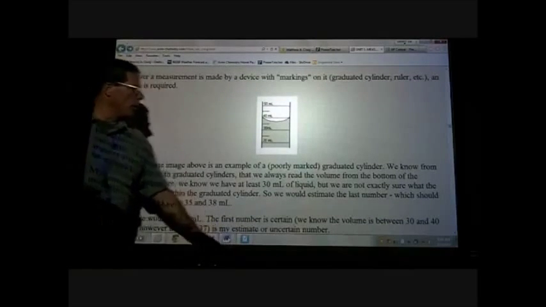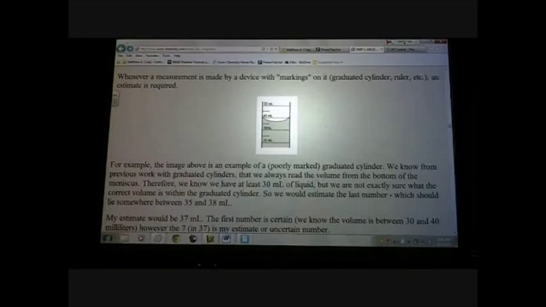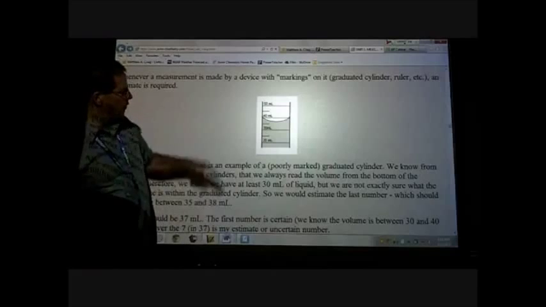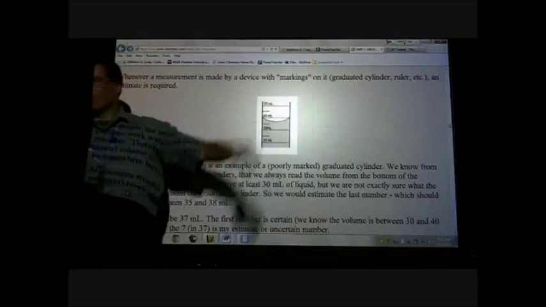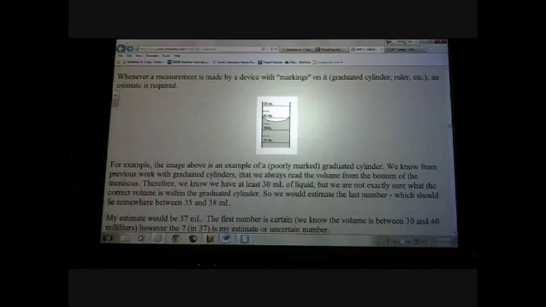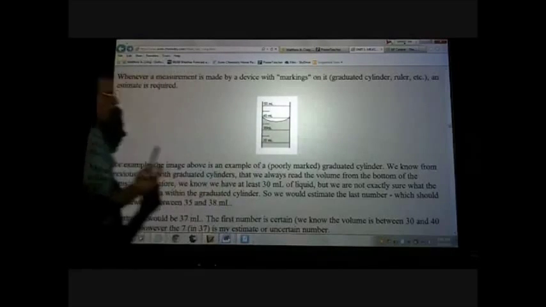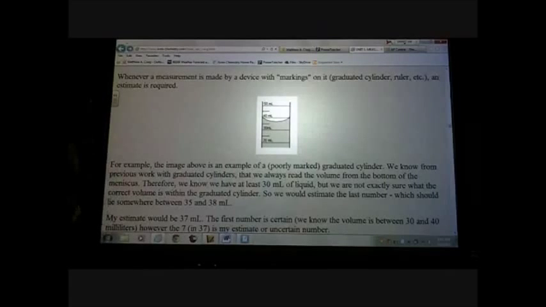Here's what I would not do. I would not look at this and go, that's got to be, well, let me ask you what you think it is first. If you were reading this, and this is what's called the meniscus, do you read from the bottom of the meniscus or the top? The bottom, good guess, it's 50-50, good odds. So we know that we have at least how much in here? What are we certain of?